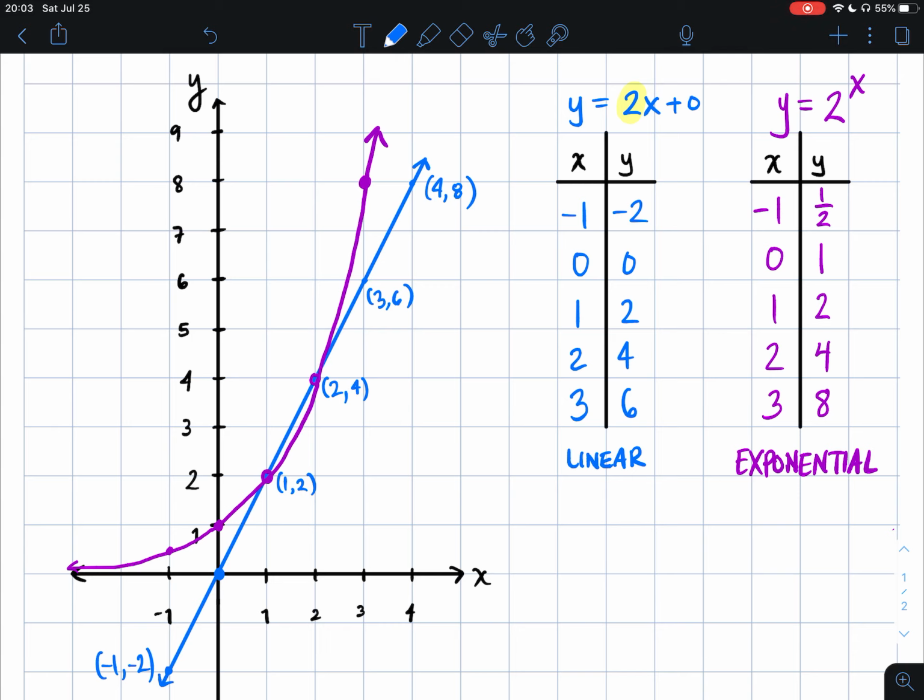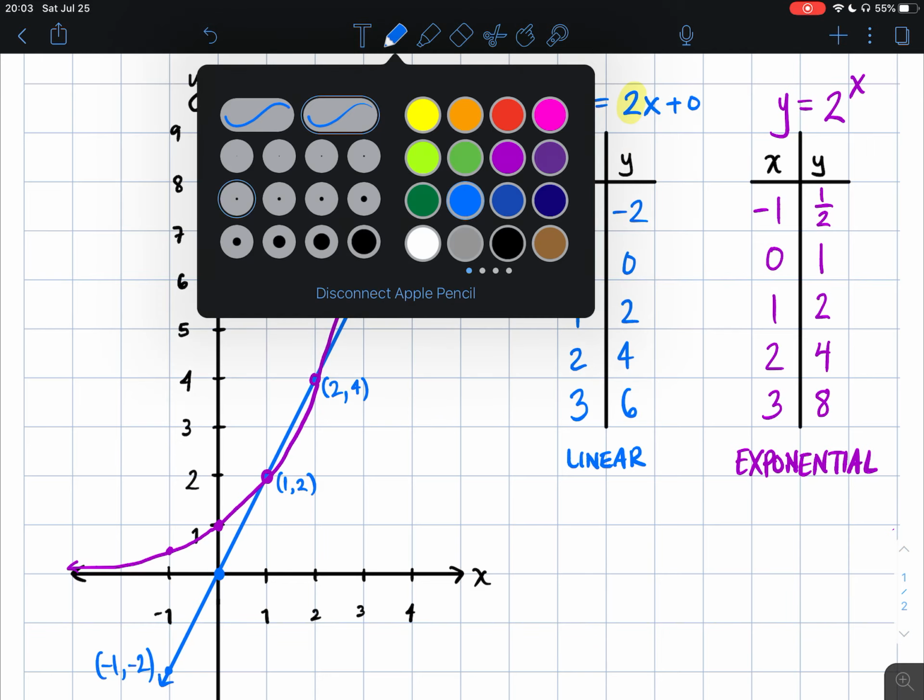The ranges are different. For the linear model, it's all real numbers, but for the exponential, it's actually just 0 to infinity. What else do we notice? The slope of the exponential is not constant, right? That's one important thing I wanted to make sure we leave feeling good on.